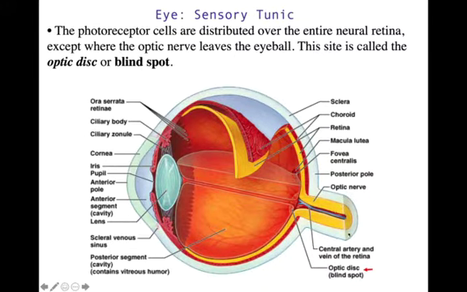Okay, and you're going to have to know that for your lab exam also. And the optic nerve sends visual information from the eye to the brain. This is the optic nerve.